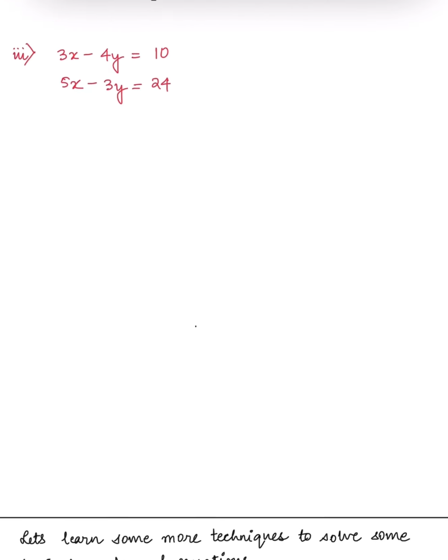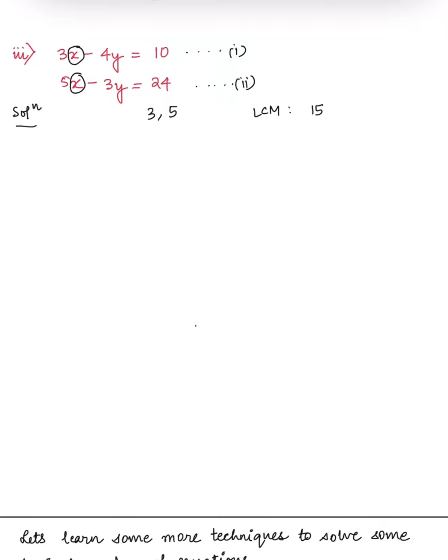Now moving on to the third question. Here I have chosen variable x. So this is my equation 1. This is my equation 2. Now the coefficients were 3 and 5. So the LCM was 15 because that's the least common multiple that I can take when the common factors are 3 and 5. So 1 has to be multiplied by 5. 2 has to be multiplied by 3. So 15x, 5 4s are 20y equal to 50 and 15x, 3 3s are 9.